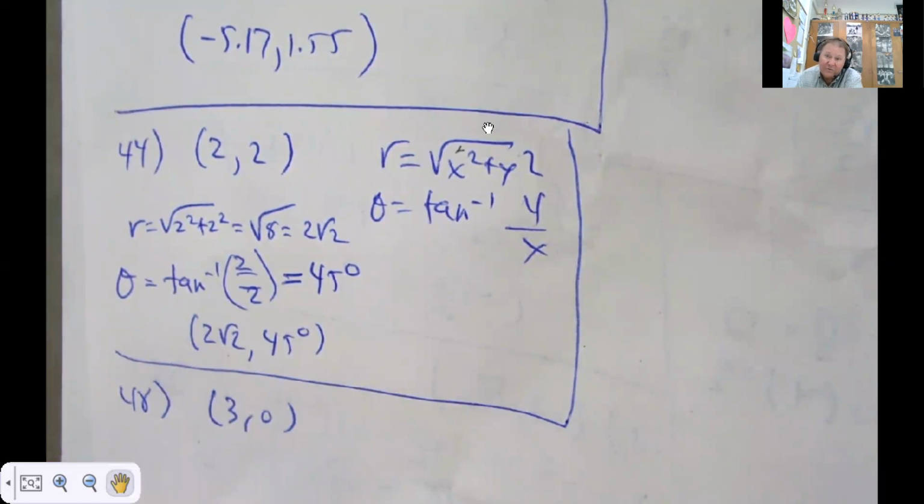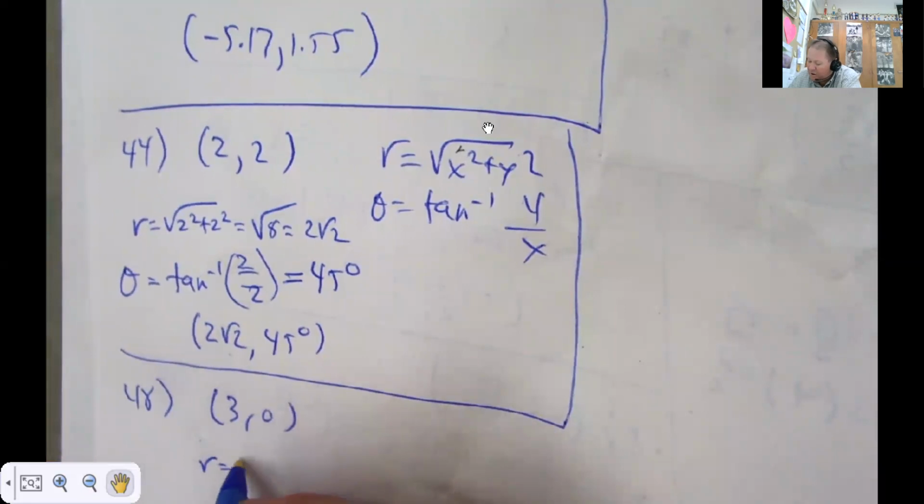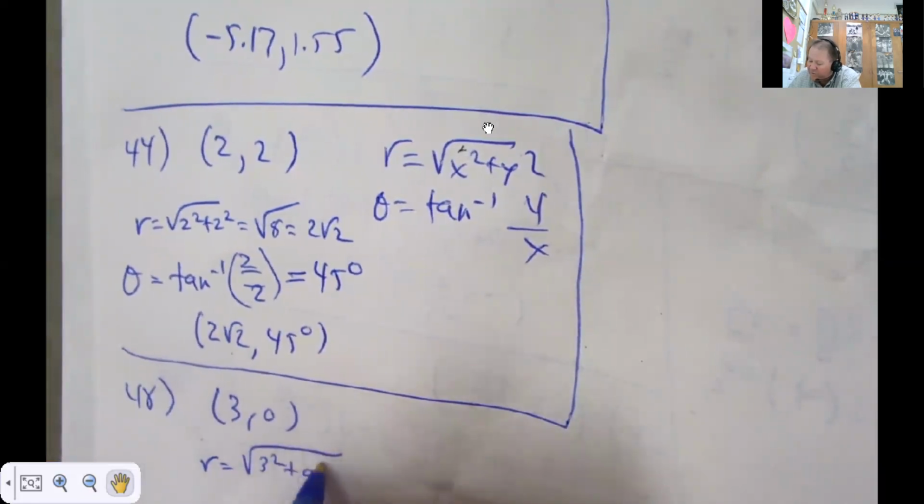Right? That's 3, 0 degrees. Anyway, here we go. Let's do it though. So r, it's just killing me to do this. r is the square root of 3 squared plus 0 squared, which is the square root of 9, which is 3.